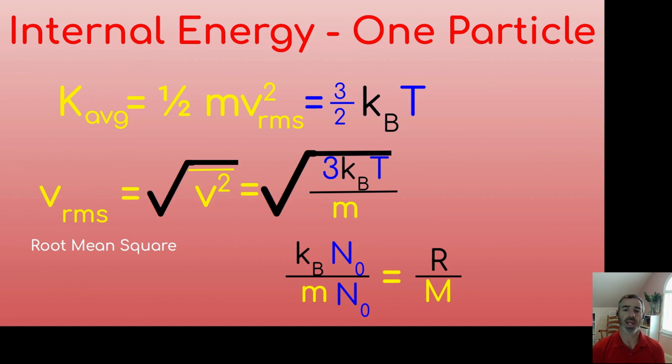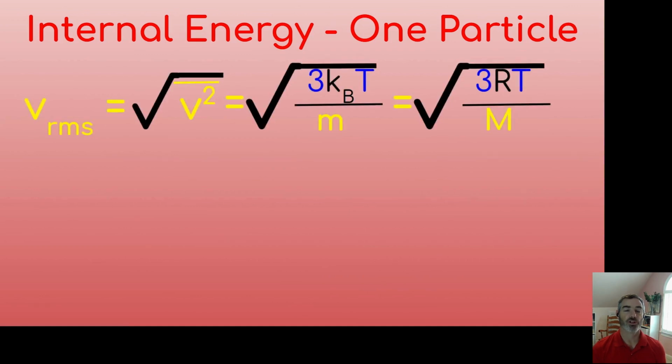So we can substitute kB over m as R over M, so that gives us this value, the square root of 3RT divided by the molar mass, and that's how we could calculate the VRMS, just knowing the temperature and using those two constants: the universal gas constant and the molar mass of the substance from the periodic table. So that would be a lot easier than actually trying to measure individual values of individual particles.